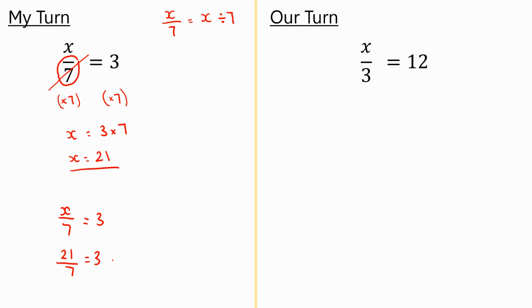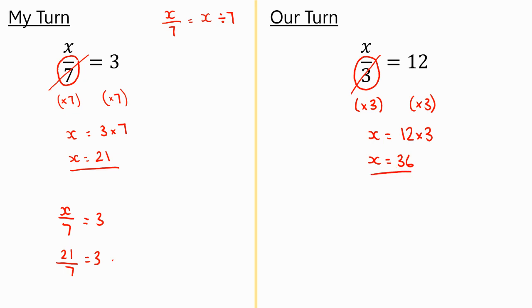x divided by 3 equals 12. What am I going to circle this time? I'm going to circle the divide by 3. To get rid of a divide by 3, we do a times by 3 because we have to do the inverse. That leaves x on its own, and on the other side we've got 12 times 3. 12 times 3 is 36, so x is 36.